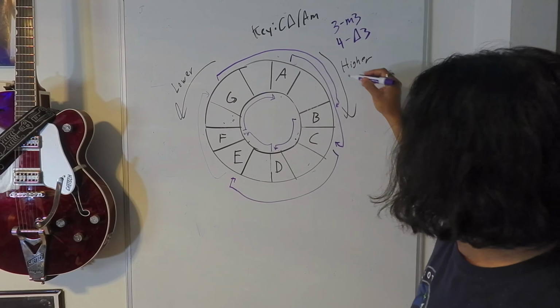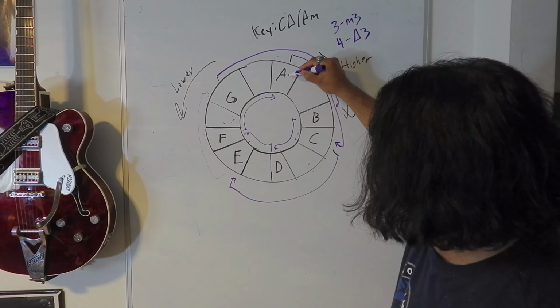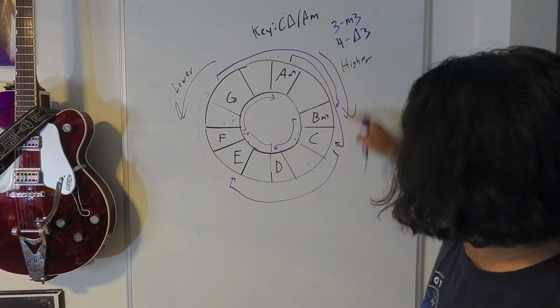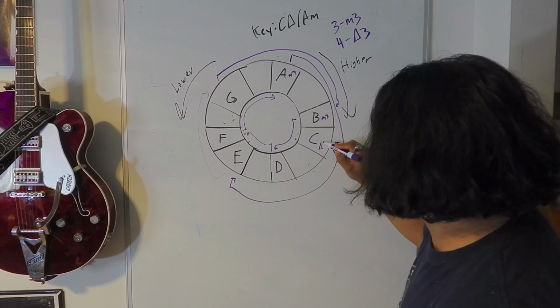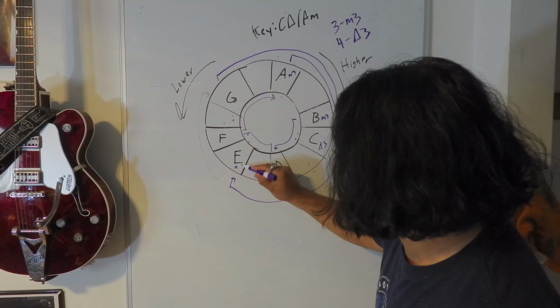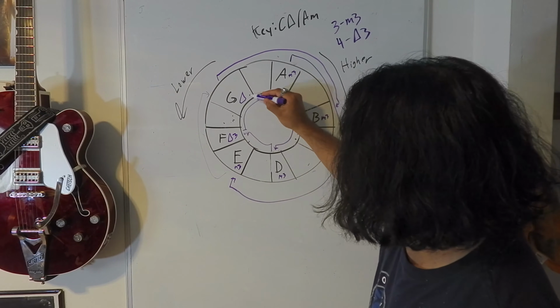So what I'm going to do is just kind of note which one of these has what type of third. So A is going to have a minor third, B is going to have a minor third because these are both 3 steps. C is going to be a nice long 4 steps, so that's going to be a major third. D, minor, minor, major, major.